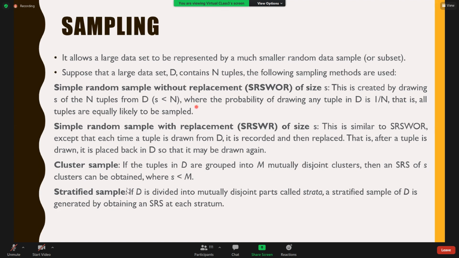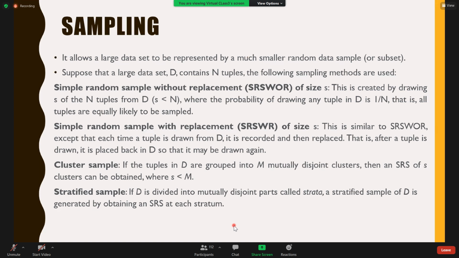And next, the fourth one is stratified sample. Here, if D is divided into mutually disjoint parts and each part is called a strata, then a stratified sample of D is generated by obtaining a simple random sample at each strata.